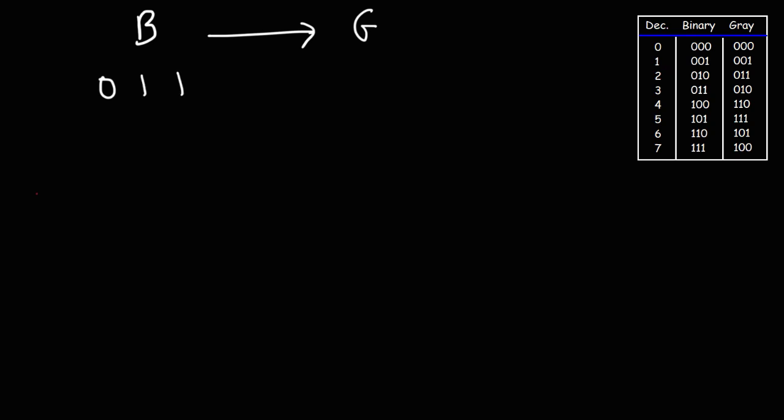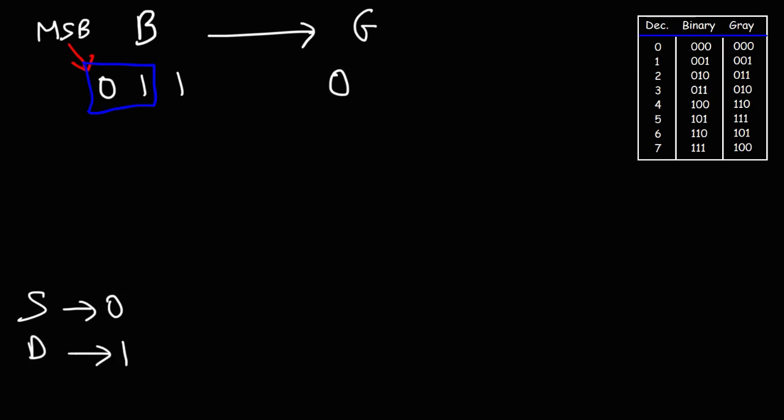So the first thing we need to do is rewrite the MSB, that is the most significant bit, which is 0. Now, the next thing we're going to do is compare these two numbers. If they're the same, we're going to write 0. If they're different, we're going to write 1. 0 and 1 are different, so we're going to put 1.